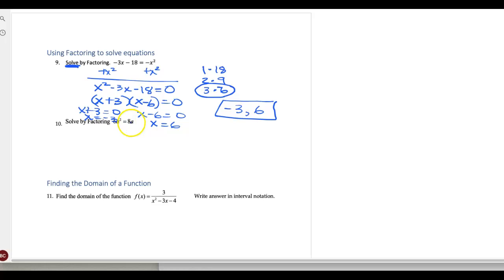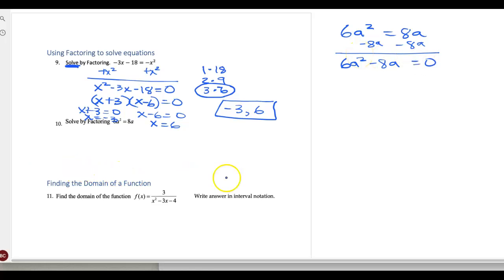It might be kind of hard to see here, so maybe I'll just write it over here. 6a squared equals 8a. Okay, so again, to solve this by factoring, I've got to get everything over to one side and put the other side equal to 0. So I'm going to subtract the 8a over. So I get 6a squared minus 8a equals 0. Okay, now how can I factor that?